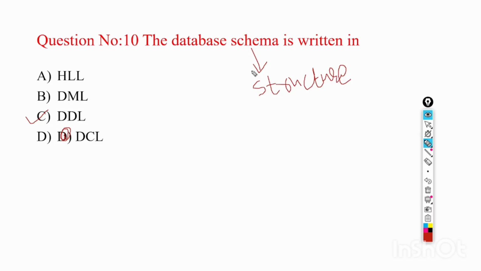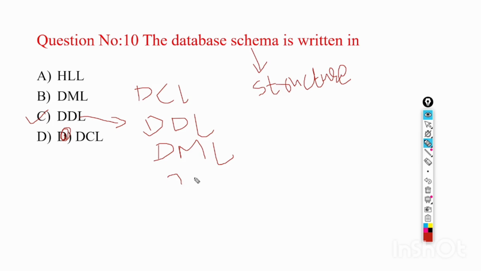Question number 10. The database schema is written in HLL, DML, DDL, or DCL. So the correct answer is DDL. Database schema, it defines what? Schema is nothing but the structure of the database. So remember, this schema is very, very important. The overall structure of the table or overall structure of the database we call a schema.